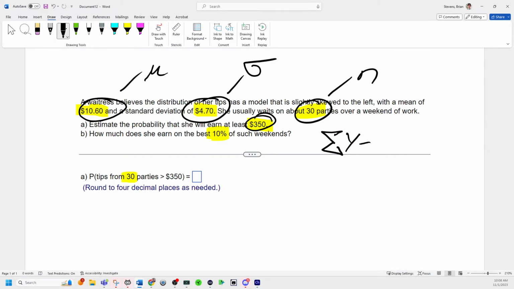The sum of the y variable equals 350, like the sum of her tips. And then this would read right here, the probability of, or I guess the best, or the 90th percentile. So this is the 90th percentile. Why is it the 90th percentile? Because it's the top what percent? That's the 90th percentile, which would look like this on a distribution. It'd be over here on this side, because the 90th percentile is the what?